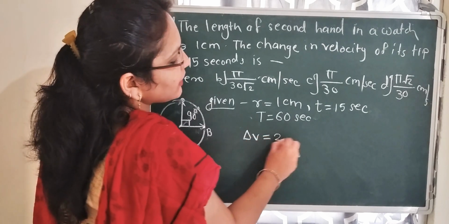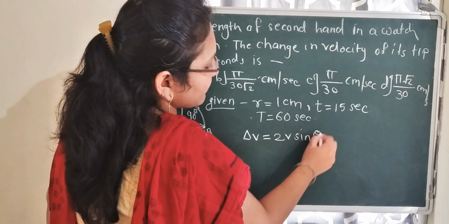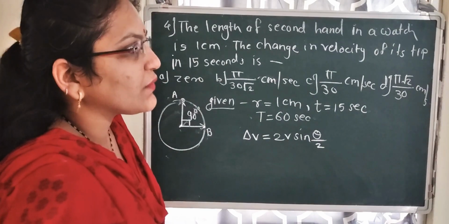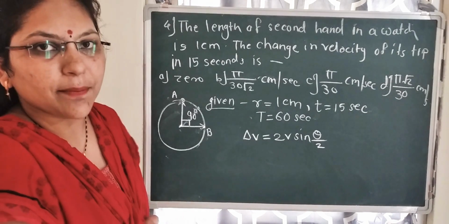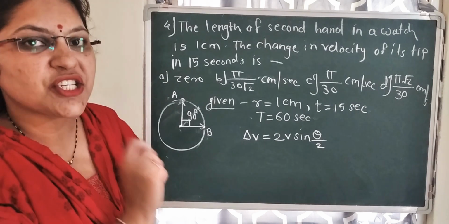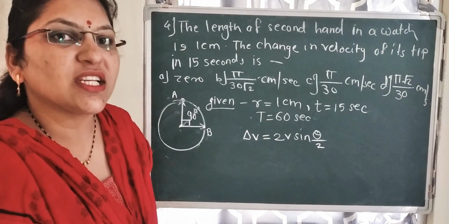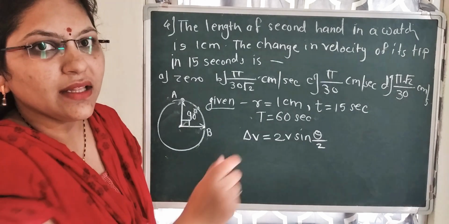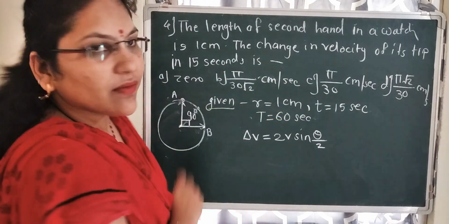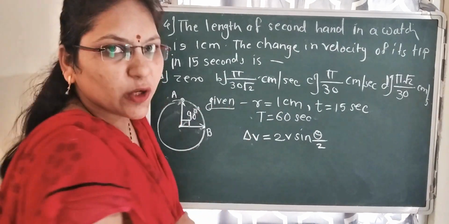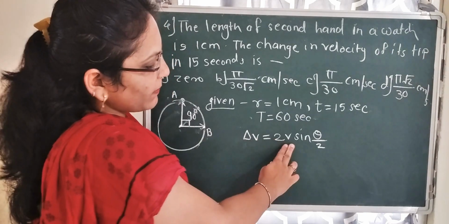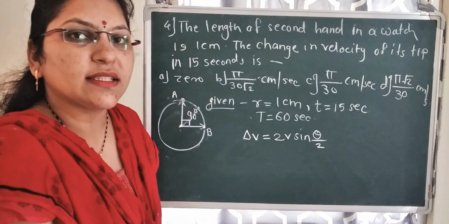by the formula 2v sin theta by 2. This is the trick for finding the change in velocity in a given time for the second hand, minute hand, hour hand, etc. If the time is given for a second hand, minute hand or hour hand and we have to find the change in velocity, for such questions we can find the change in velocity by the formula 2v sin theta by 2.